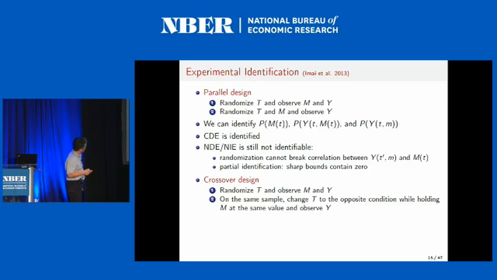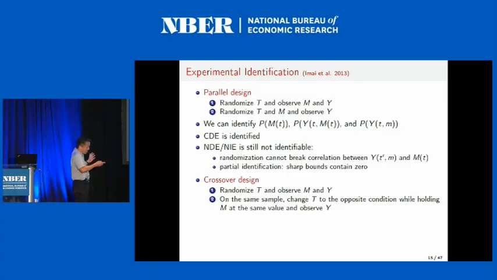So what kind of experiment do we need ideally to identify the natural direct effect and natural indirect effect? Maybe something like a crossover design. A crossover design is a 2-stage experiment on the same sample. In the first stage, we randomize the treatment and observe the mediator and outcome, just like we did in this one experiment here. But in the second stage, you use the same sample, and the people who got the treatment will be assigned to the control, and people who got the control condition in the first stage will be assigned to the treatment, while also intervening on the mediator at the value that you observe in the first stage.